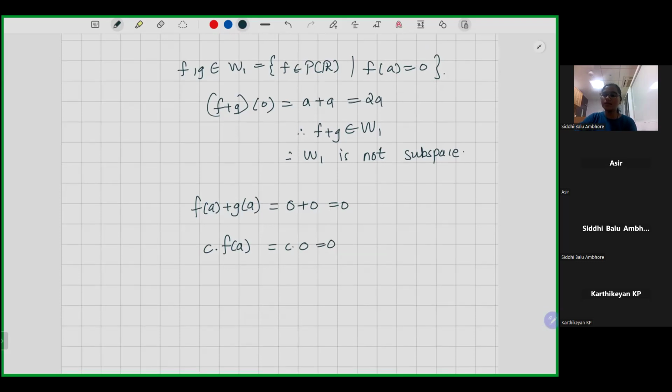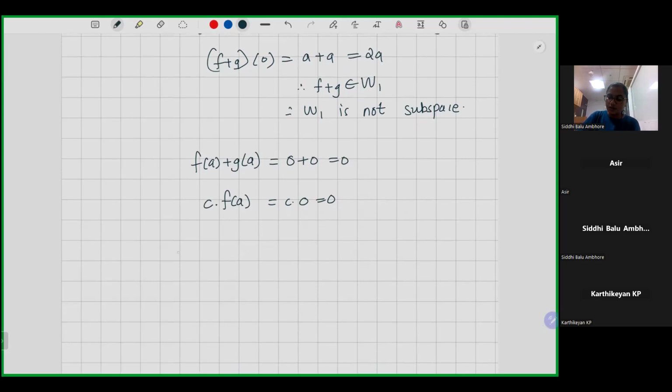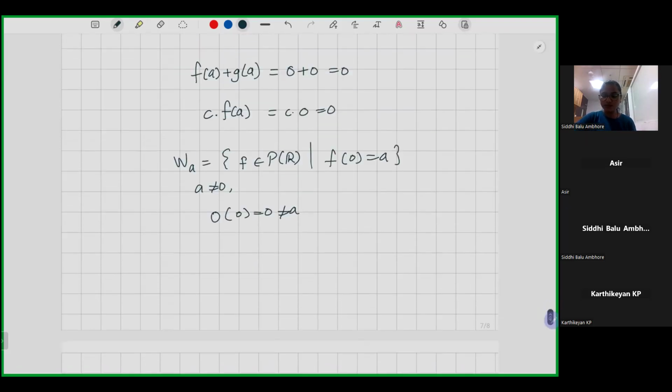Is it okay? Because the zero polynomial does not satisfy that condition. If you take any a non-zero, so let me write this. If I write W as f in P(R) such that f of 0 is a, then the zero polynomial with a non-zero: 0 of 0 is 0, which is not equal to a. So the zero polynomial is not in our W, which is a contradiction because it is a subspace, so it must have 0. I mean, is it okay? Yeah, it is okay.